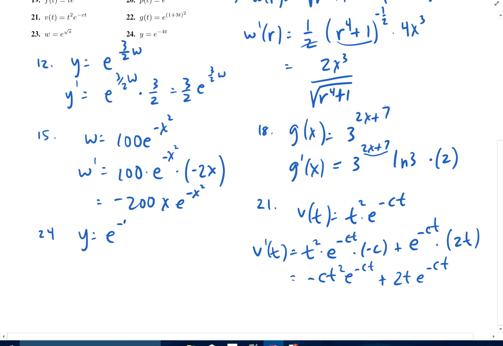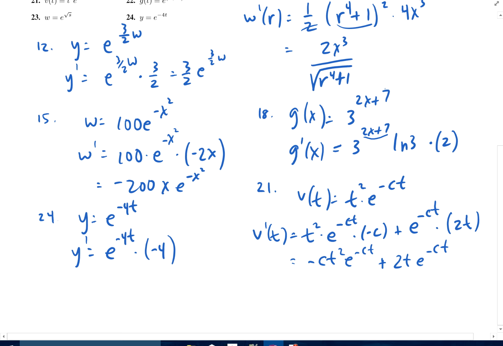And 24, y equals e to the negative 4t. y prime equals e to the negative 4t times the derivative of the inside, which is negative 4. So really what makes these problems different or challenging is recognizing what the outside function is and what the inside function is, and always doing the derivative of the outside function first.